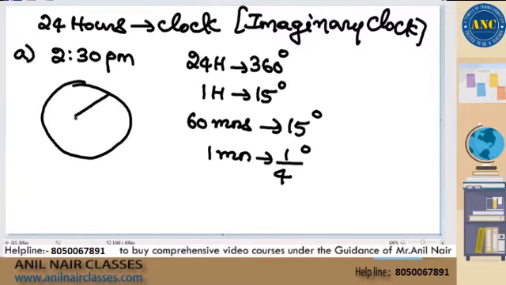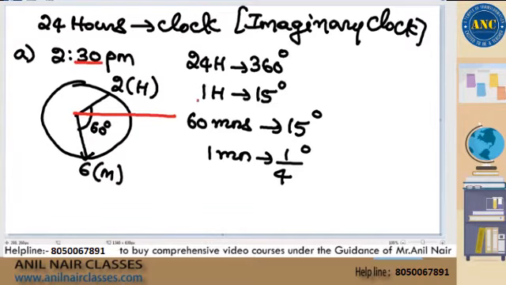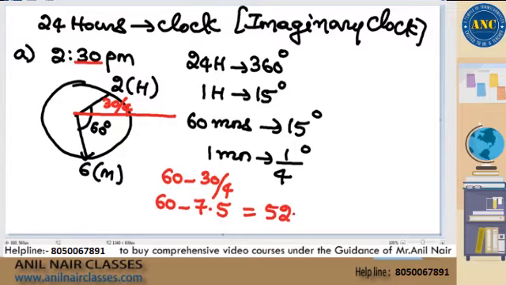2:30 p.m. So here the hour hand is at 2 o'clock, the minute hand is at 6 o'clock. At 2:30, the total difference is 4 hours. 1 hour is 15 degrees, so 4 hours is 60 degrees. Whenever the minute hand reaches 6, the hour hand will have moved for 30 minutes. 1 minute is 1/4 degree, so this is 30 by 4. So the answer is 60 minus 30 by 4. 60 minus 7.5 is 52.5. Answer is 52.5.